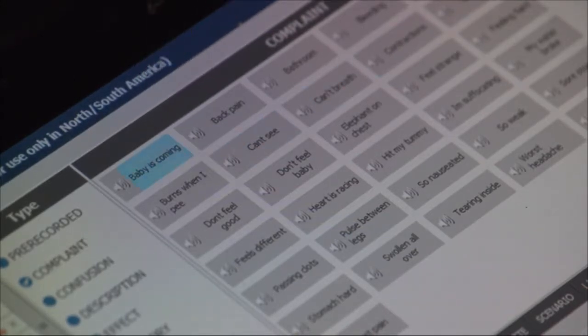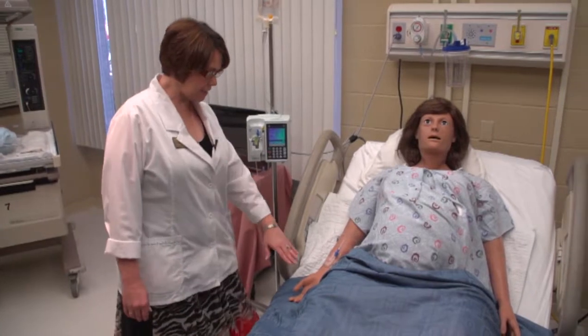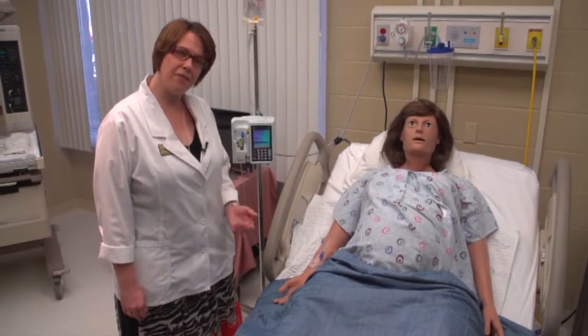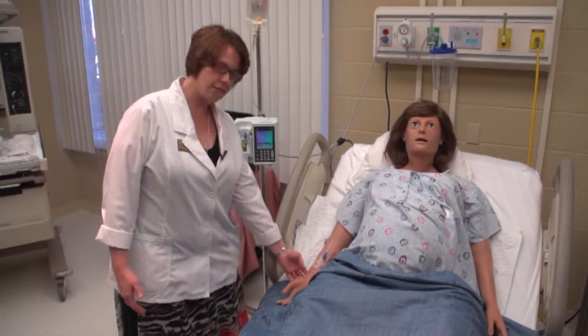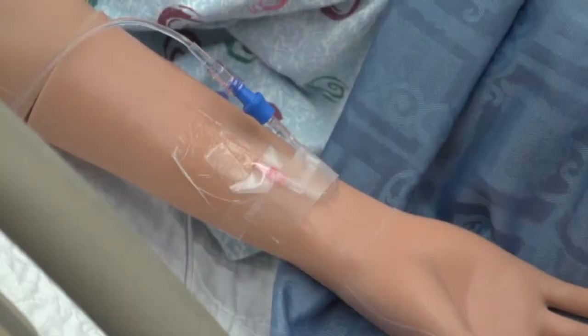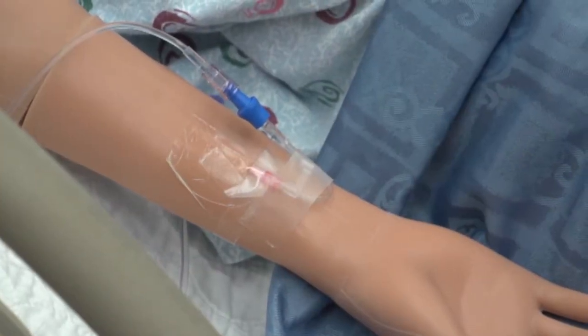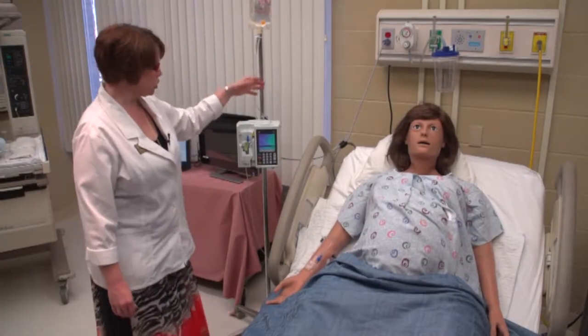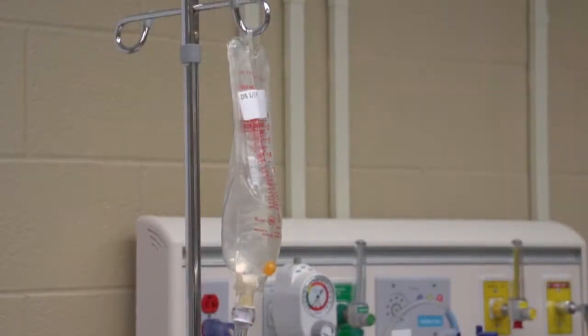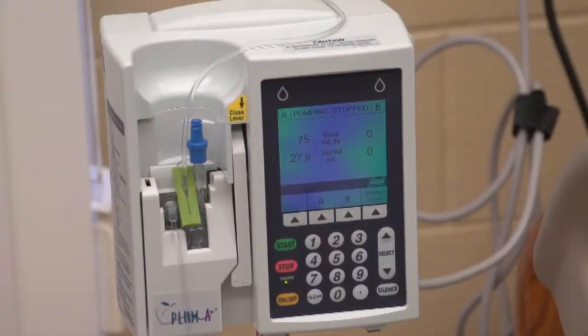The baby's coming! Victoria also has the capability of accepting IV fluids, which is a part of making this simulation realistic. So the students can put in an IV catheter and simulate fluids running, and they get an opportunity to work with the equipment and manage the IV pumps.